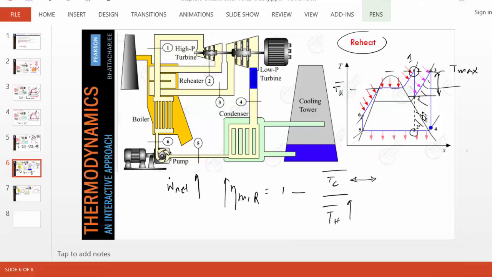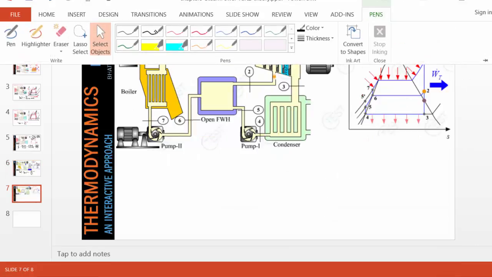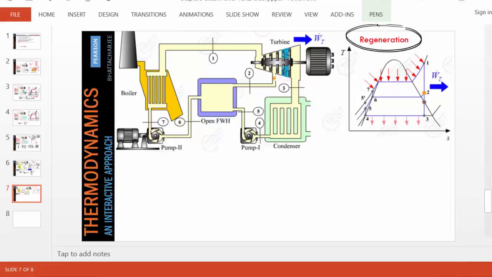Well, finally, let's discuss regeneration. As you recall from our discussion of gas turbine and Brayton cycle, regeneration means taking heat from a part of the cycle and transferring it to another part, as a result increasing the efficiency of the cycle.